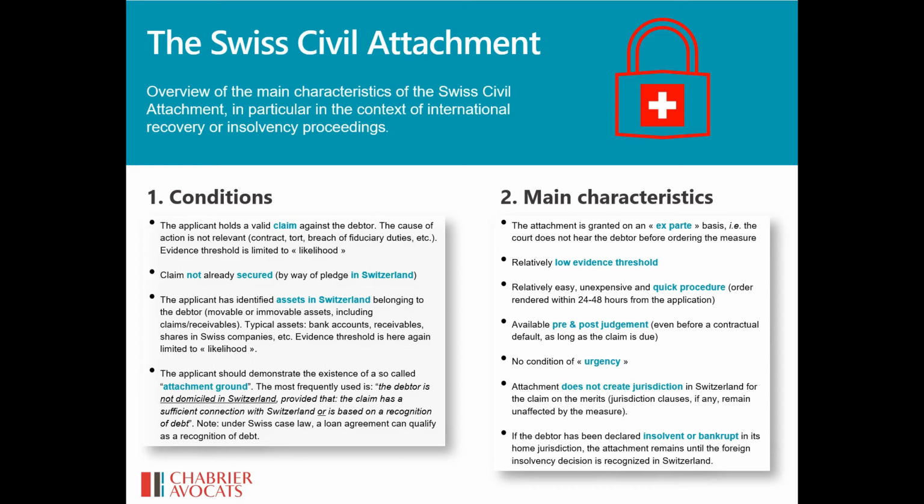The second condition is that the claim should not already be secured by way, typically, of a pledge, but a pledge in Switzerland only. So if you hold a pledge over certain assets outside of Switzerland, then you can still apply and obtain an attachment. Third condition, and that's very often the tricky one, you as an applicant must identify the assets that you want to attach. Typically, you will try to attach a bank account or an immovable asset, like a real estate property, but you will have to identify those assets.